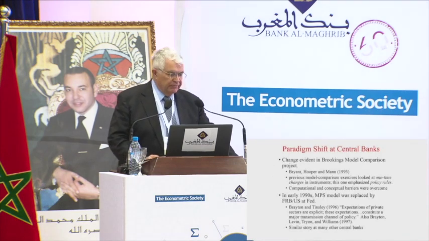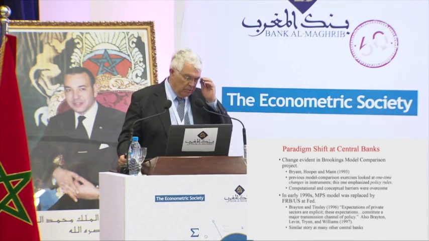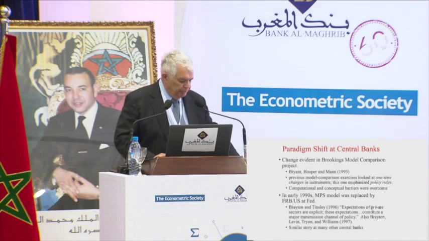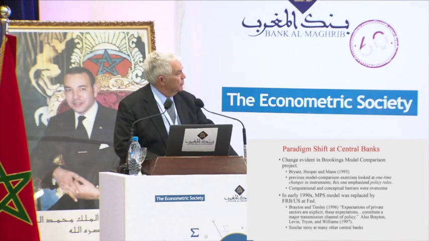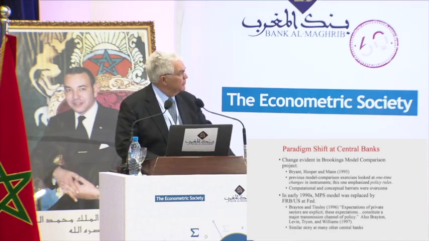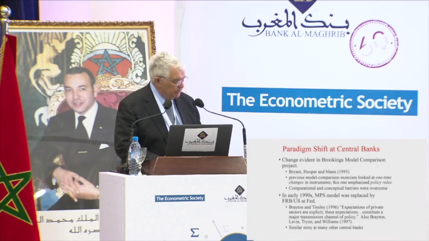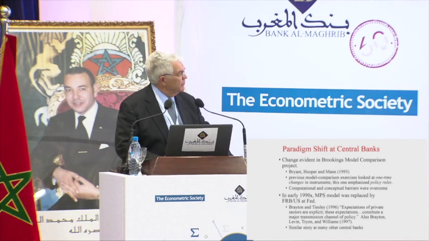This paradigm shift didn't occur instantaneously in central banks. It took a while. One piece of evidence I think is important is the work done by Brian Hooper and Mann at the Brookings Institution, where they purposely looked at different types of model rules in different types of models. It was a very important robustness study. They were very purposely not looking at, say, one-time changes in the policy instrument. They were looking at policy rules, one of the first model comparisons to do this.